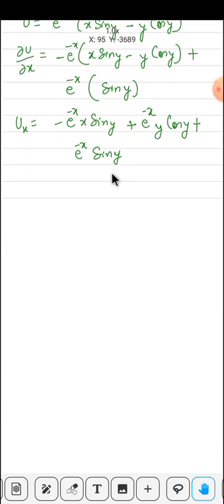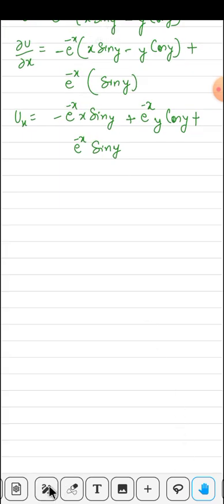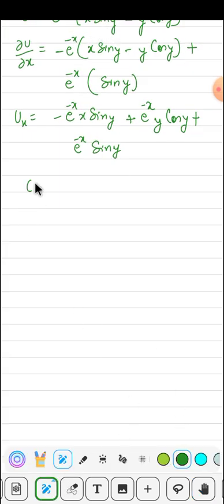Now we know that by the CR equation, ux = Vy. That means this equation is equal to Vy.